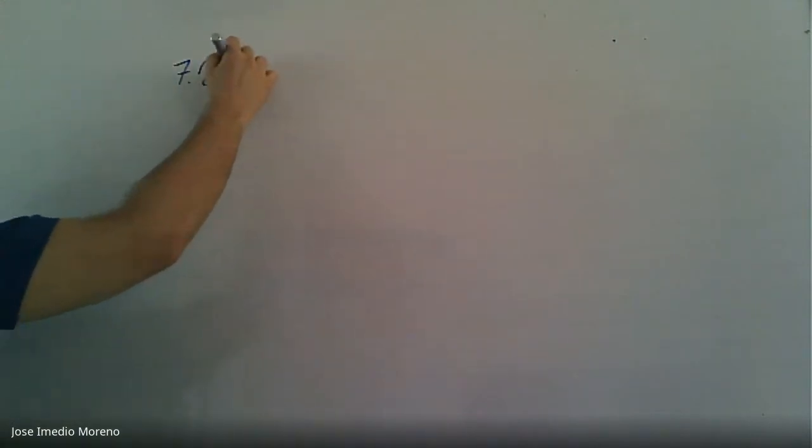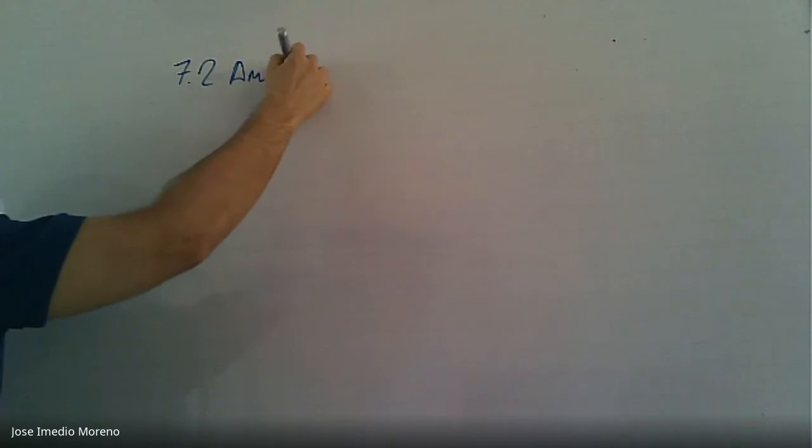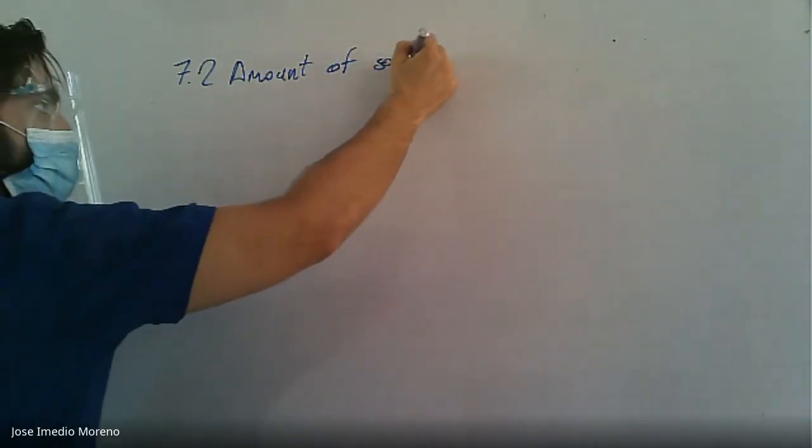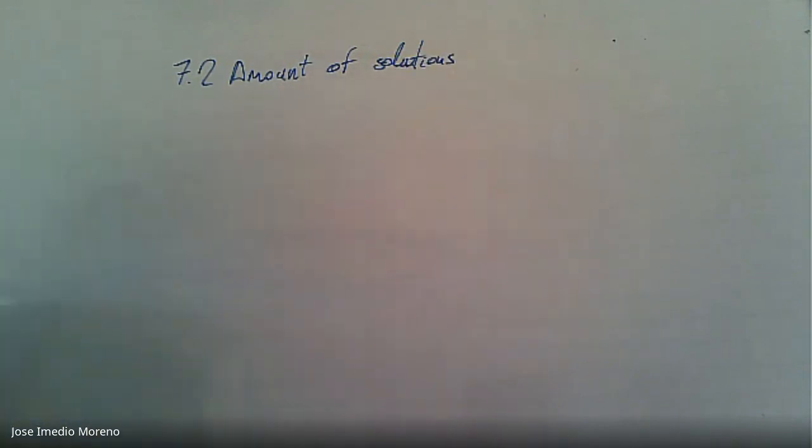So this is 7.2, which is the amount of solutions. That's the amount of solutions in a system of linear equations. And this means that we had the same situation with linear equations in the second bimester.